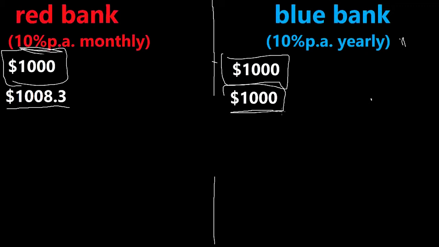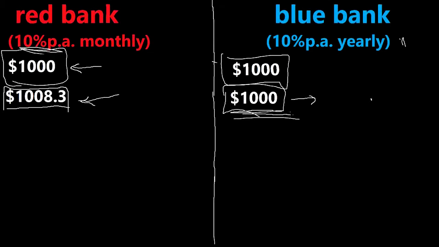Now for month 2, so that was month 1 here. For month 2, the bank now, instead of paying interest on this $1,000, has to pay interest on what's in my account. So they have to pay me interest on the $1,008.30 in my account. Over here, it's a different story because they still haven't paid the interest. They still only need to pay me the interest at the end of the year on this $1,000.